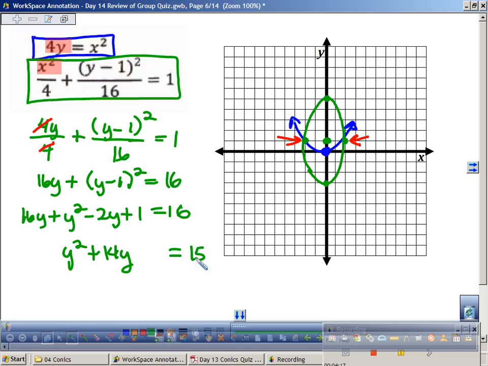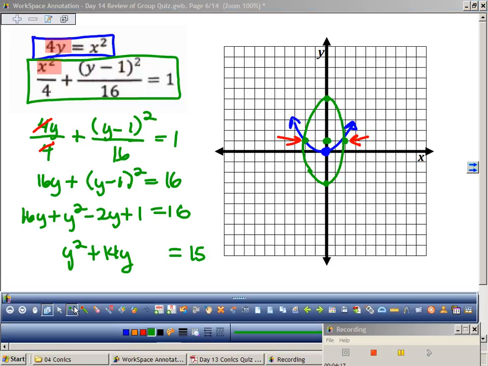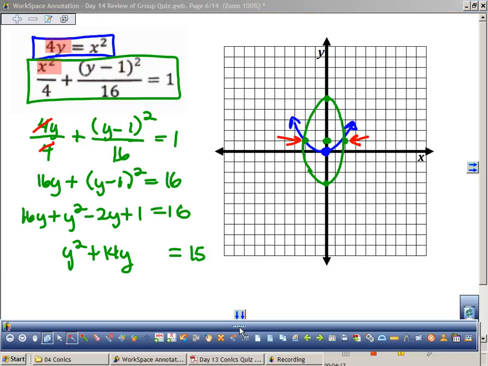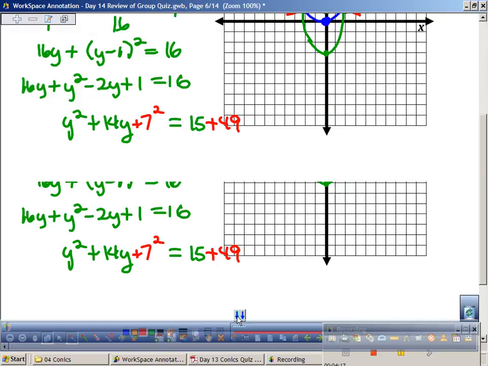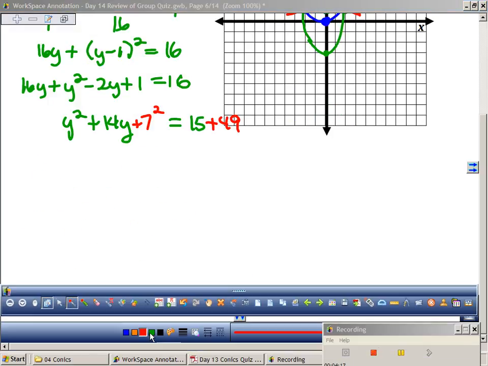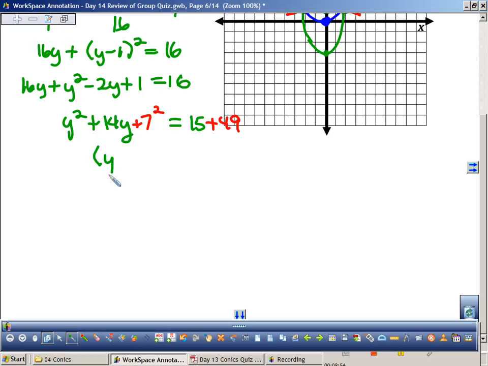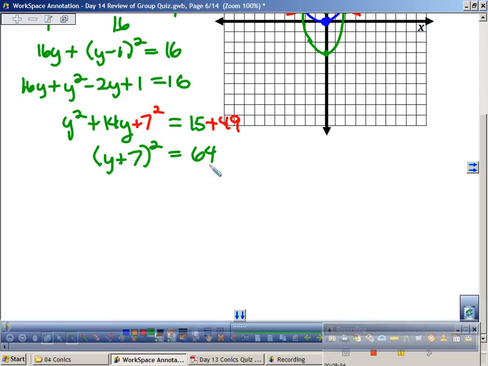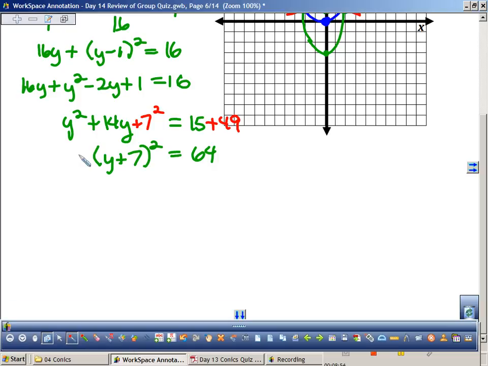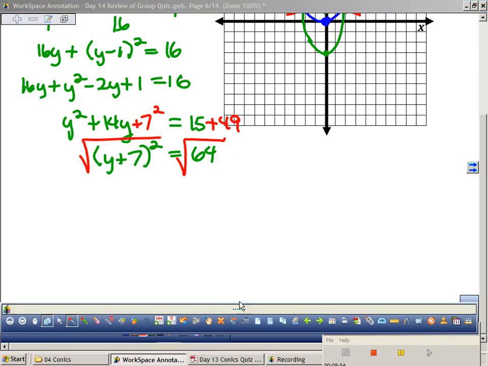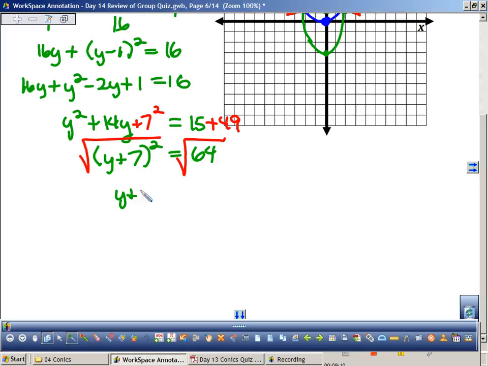Alright, what would I add to both sides to make a perfect square? 7 squared, or 49. Okay, so this becomes y plus 7 squared equals 64. Take the square root of both sides. And again, y plus 7 equals plus or minus 8.